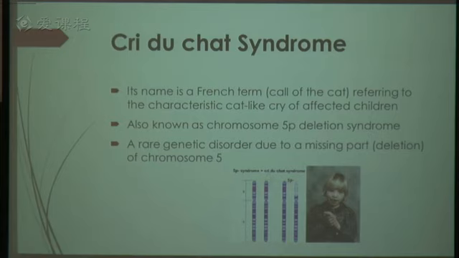It's also known as chromosome 5p deletion, because the cause of this genetic disorder is a missing part, or a deletion, of a copy of the chromosome. As you can see, to the left here is a normal chromosome 5, and to the right here you see a portion of it is actually deleted. This is a normal face of a Cri du Chat syndrome baby.